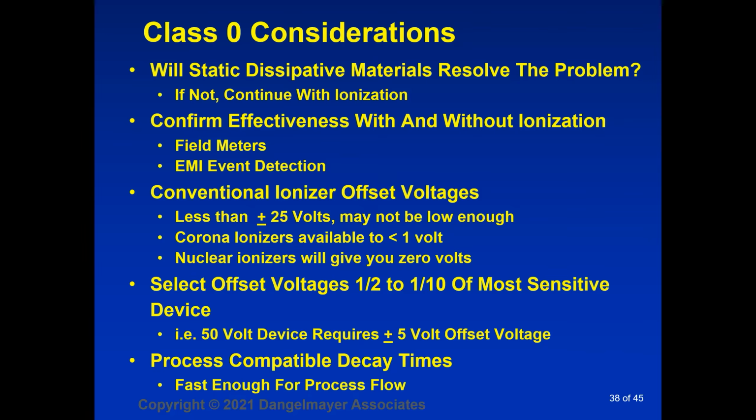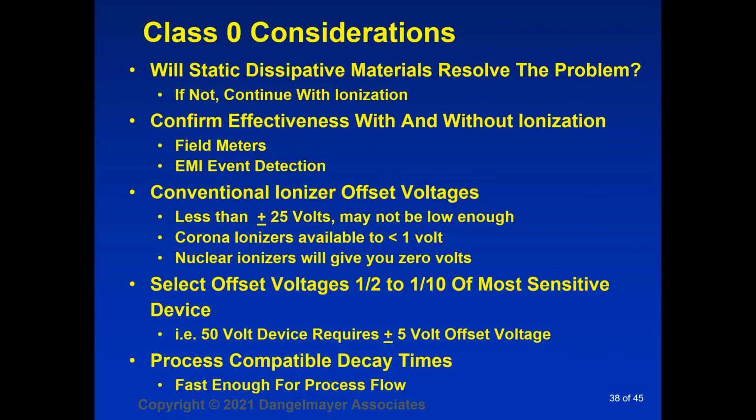Conventional ionizer offset voltages are typically plus or minus 25 volts, but for class zero, they may not be low enough. There are Corona ionizers available that will get you under 1 volt in ionizer balance. And there are obviously nuclear or alpha ionizers that will give you 0 volts. So there are options when you have very, very sensitive product of different ionizers to select.